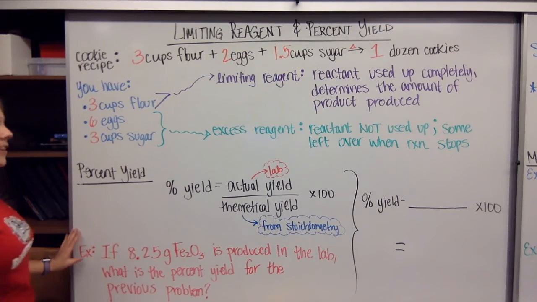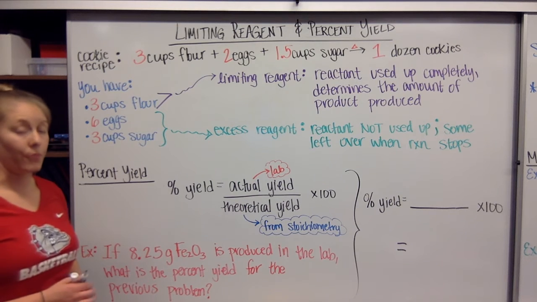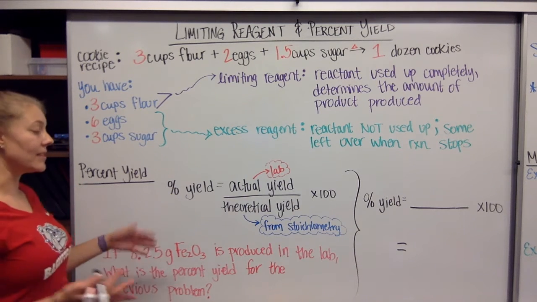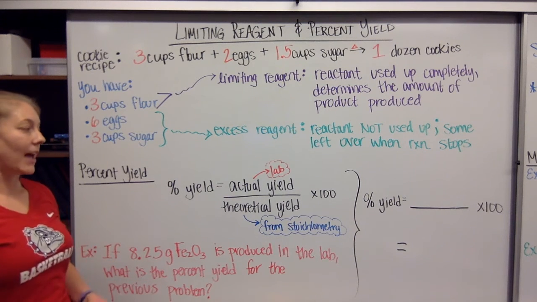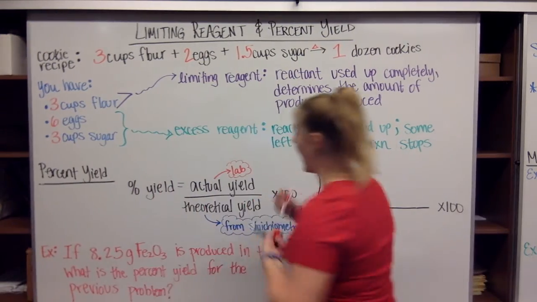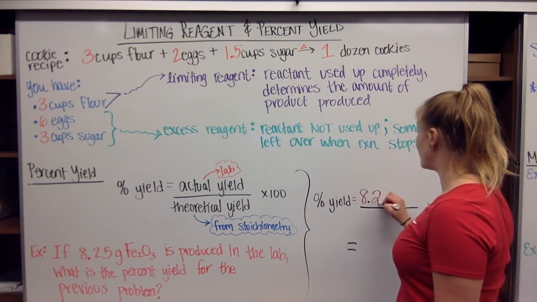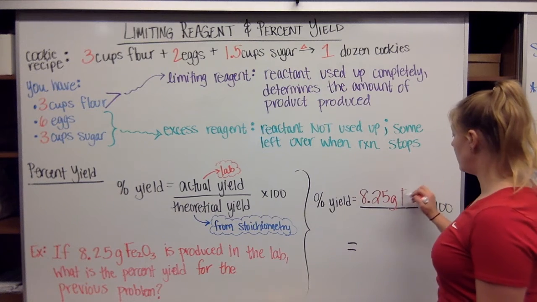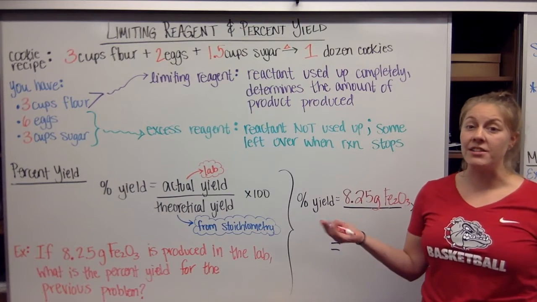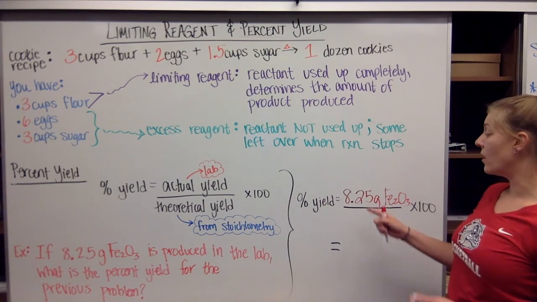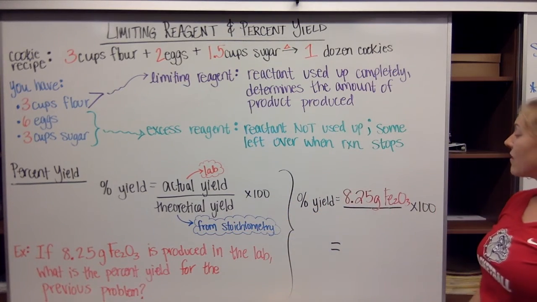Okay, so here's an example. It's pretty straightforward. If 8.25 grams of Fe2O3 is produced in the lab, so let's say we do this experiment and that's what is produced, what is the percent yield for the previous problem, the one we just looked at? Well, the actual yield, the lab yield, is 8.25 grams. Now we're going to do a lab where we actually run a reaction and see how much of the product we produce and then compare it to how much stoichiometrically we should have produced, all right? So either you're going to do this in the lab or you're told this is what's produced in the lab. So 8.25 grams is produced in the lab.